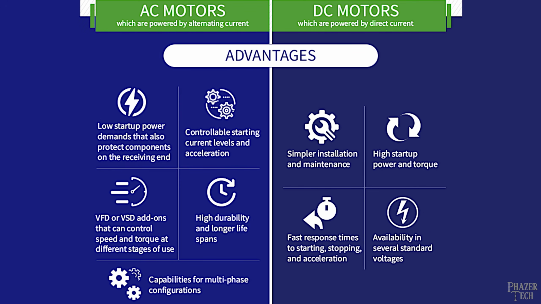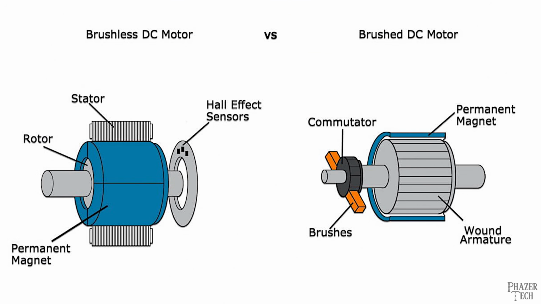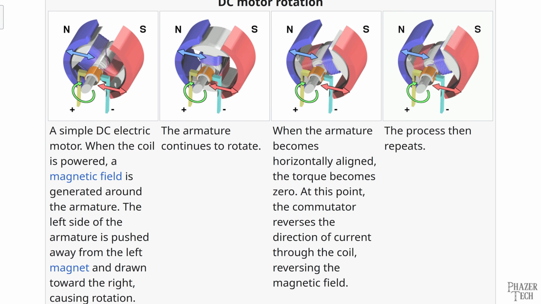Now, some motors are classified as DC motors, while other motors are classified as AC motors, and the way each of them is constructed is different. So let's quickly go over some of the differences, starting with DC motors. There's many different types of DC motors, but generally speaking, the most common types can be classified as either brushed or brushless DC motors. Let's first look at how brushed motors work with this simple example and diagram provided by Wikipedia.